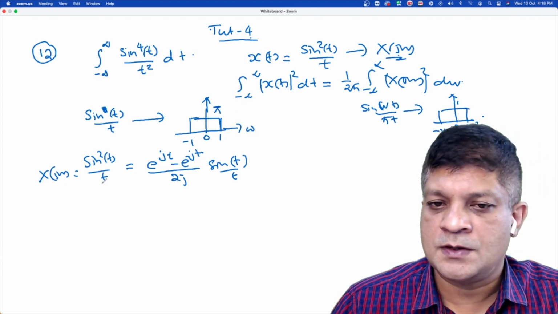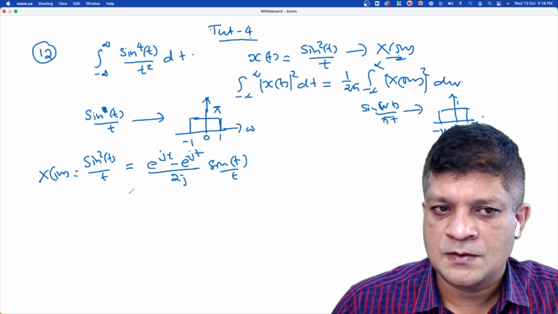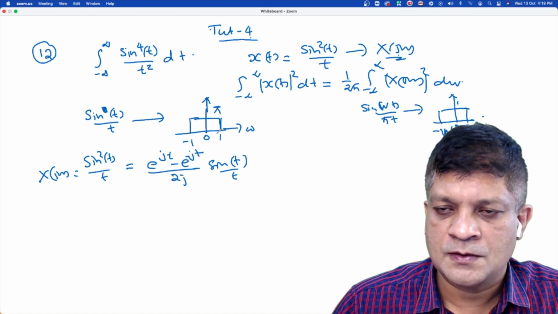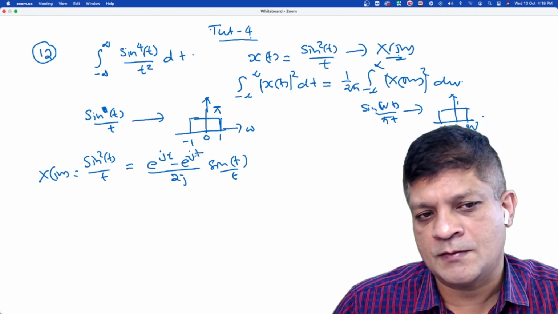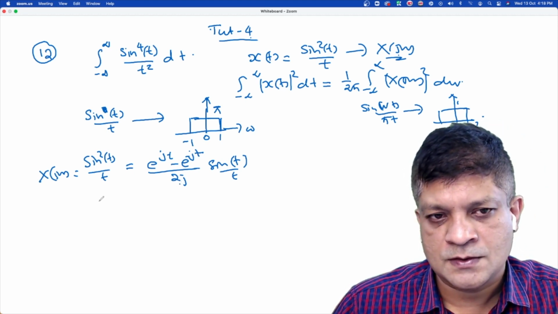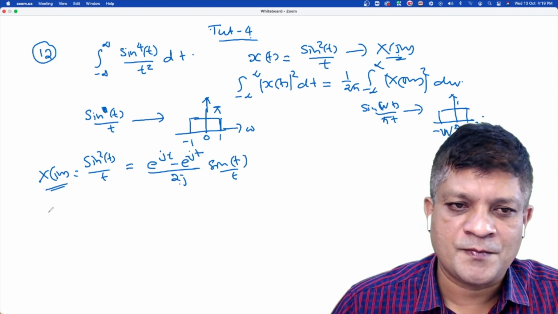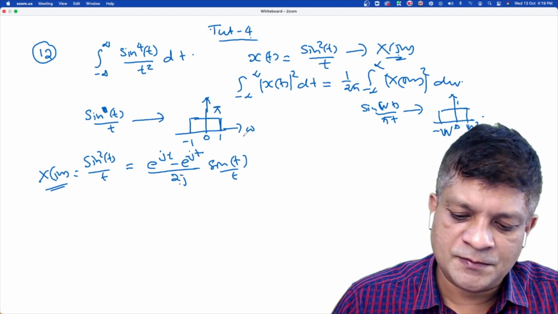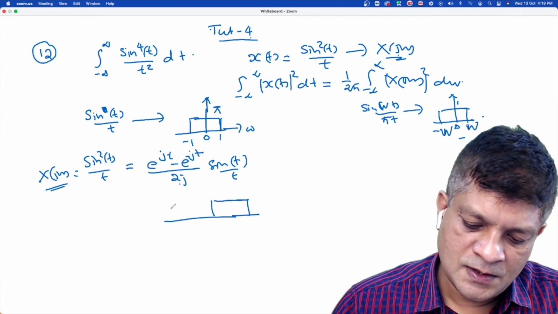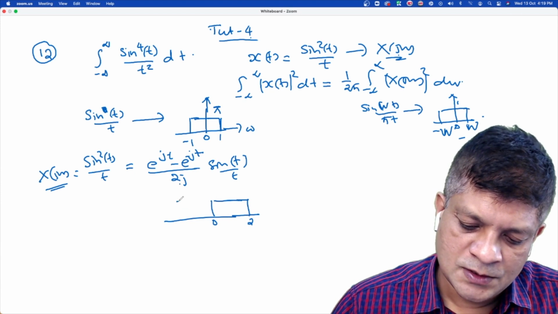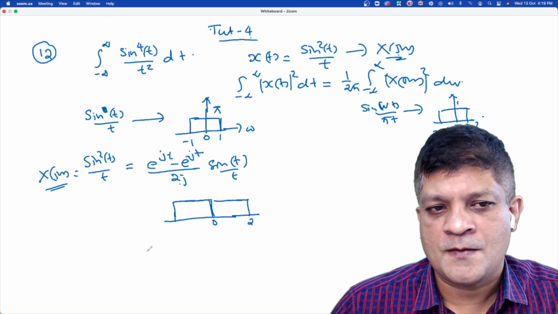Now what is sine square t by t? What is the effect of multiplying with e to the power j t? This will shift to the left by 1, or shift to the right by 1. This is shift to the right by 1. This is shift to the left by 1. And there is 1 by 2j. And that is x of j omega, isn't it? So this will be shifted right by 1. That is this. And shifted left by 1. It is a negative side.